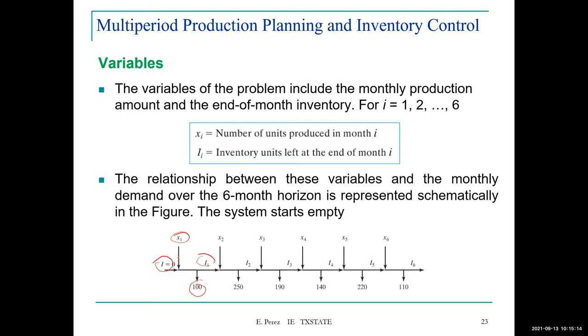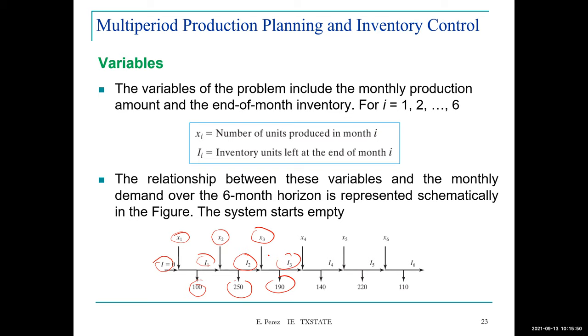And then the next period is the same question. You have 20 now. How many are you going to produce in this time period? You know that you're going to use 250, but you can produce more. So whatever you end up producing will be moved to the next period. So I2 will go to period three, and then in three, I make a decision again. How many am I going to produce? I'm going to use this much. Whatever is left is going to be moved as inventory.